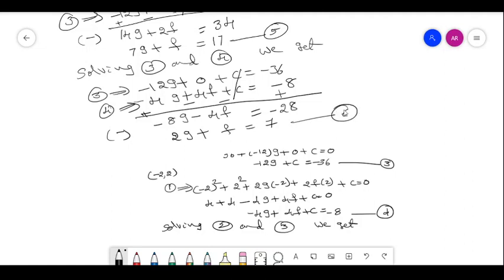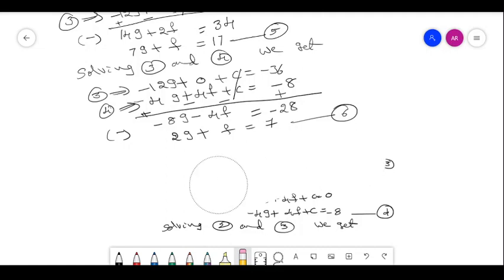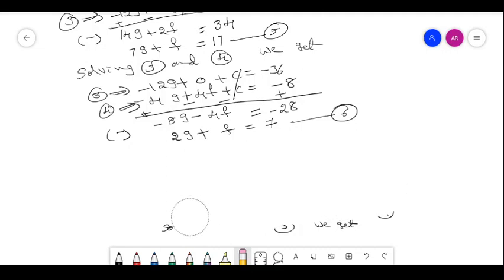Now solving 5 and 6. By solving 5 and 6, we get the values of g and f. After that, using the g and f values and substituting in the second, third or fourth equation, you can get the value of c.